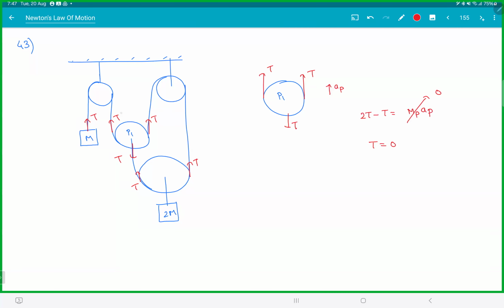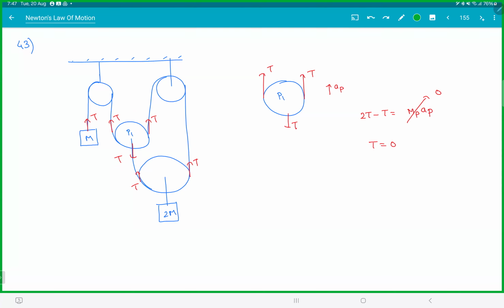You're getting the point? See, two strings are balancing one string. So this should be 2T, right? But it is the same string, so it should also be equal to T, right? You're getting the contradiction? This system is saying T plus T, this should be 2T. The system is also saying because it's the same string, it should be T. How can 2T be equal to T? There's only one possibility, if T is 0. Is that making sense?